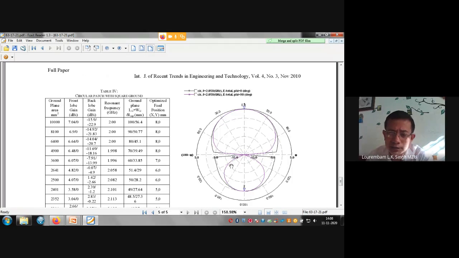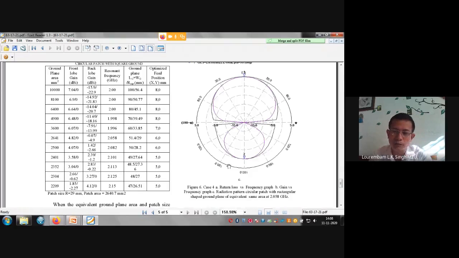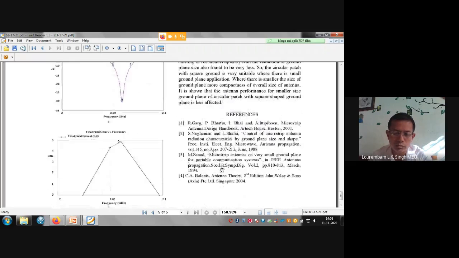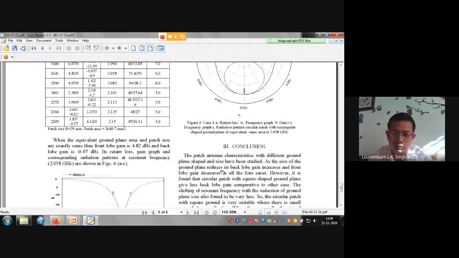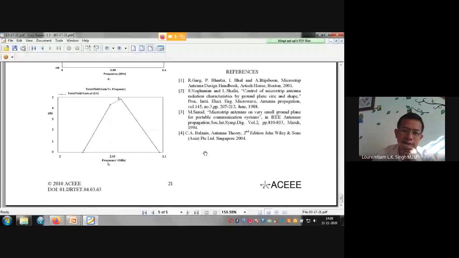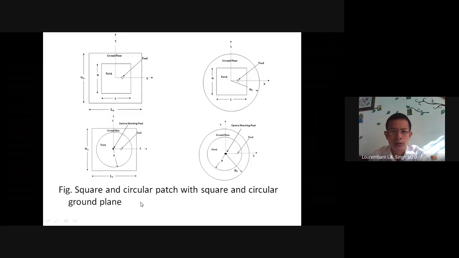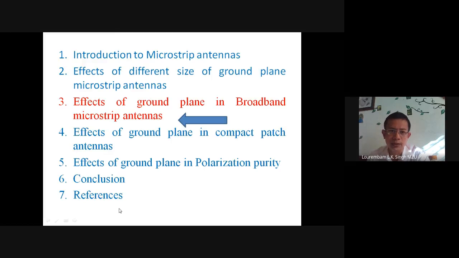I think this study was quite good, and we also got lots of citations for this particular study on selecting the ground planes. Okay, this is all on the paper. So those are the findings which I have been just discussing. We can skip the details.